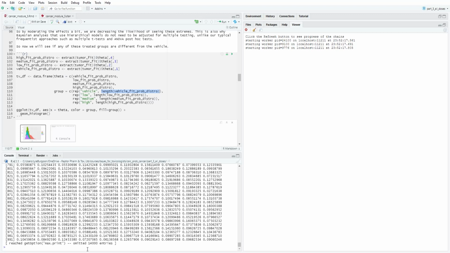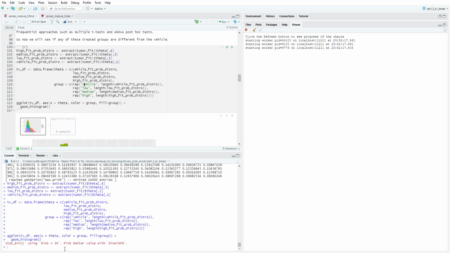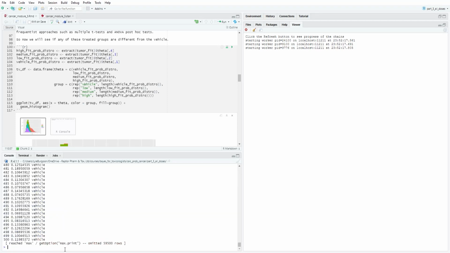And if you wanted to see what that looks like, let me run this just to make sure it's in memory. There we go. So TVDF looks like that. If you just want to see the first several rows of it, you could do head. If you want to see the bottom several, you could do tail. There you go.